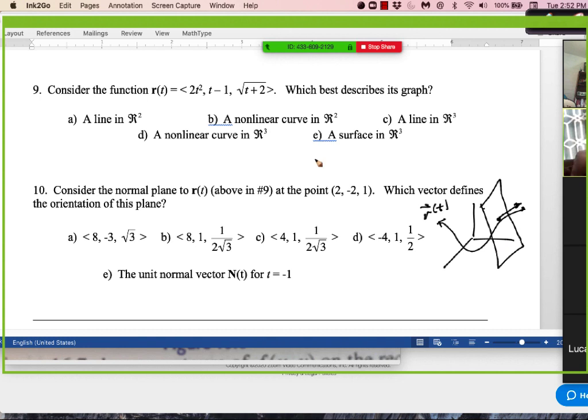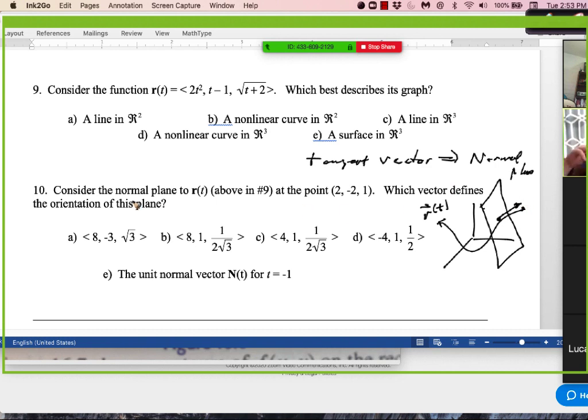That's right, and that's what we remember. We said the tangent vector is orthogonal to the normal plane, and the normal vector, if you remember this, was orthogonal to the tangent plane. So they're kind of flipped. Okay, so what do we want? We want the tangent vector.